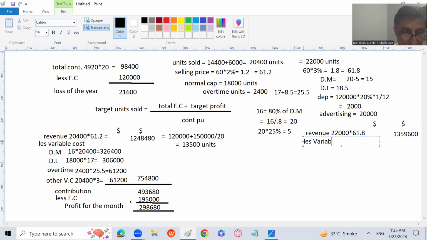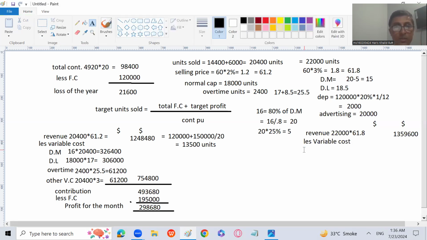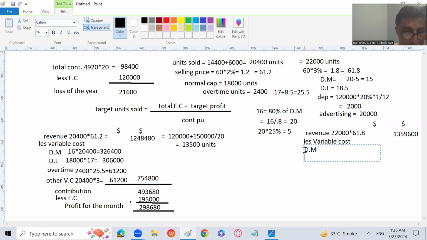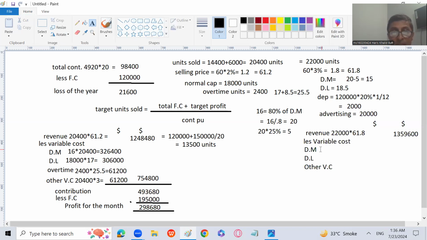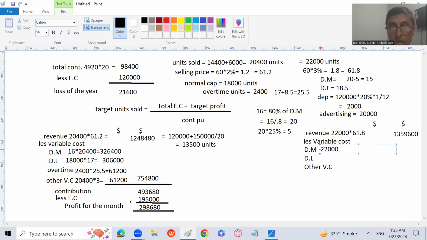Now I have to find the variable cost. So in variable cost we include direct material, then direct labor. There is no overtime. Then we have other variable cost. Let's see. Direct material, the price is 15. I will multiply 22,000, which is the units sold, with 15 to get the amount of direct material. So that is going to be 330,000. Then direct labor, that is 22,000 multiplied by 18.5 because direct labor has increased to 18.5. It is given in the question that it has been increased to 18.5 from 17. Option 1 we don't need to take into account.